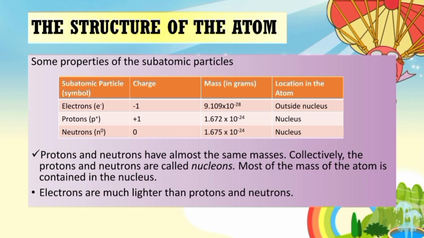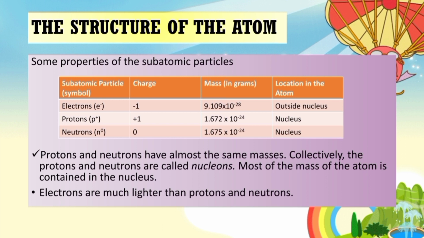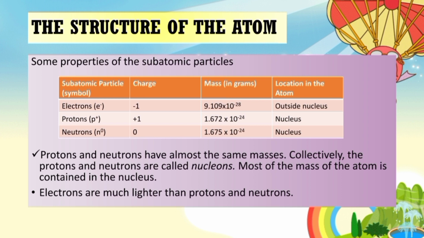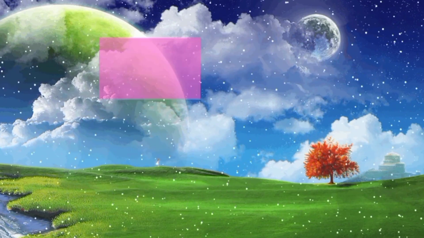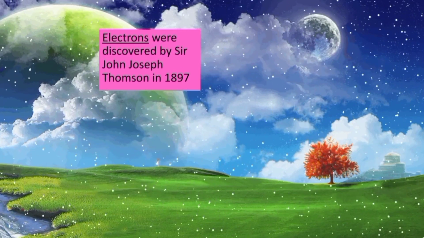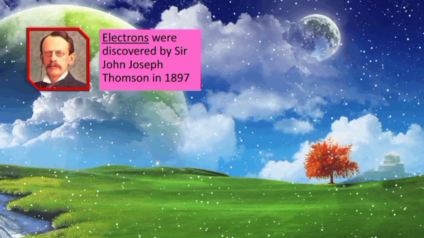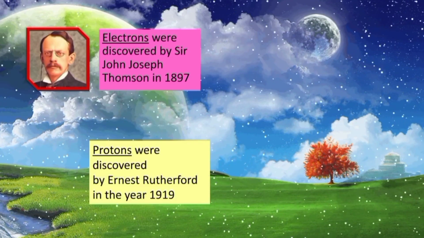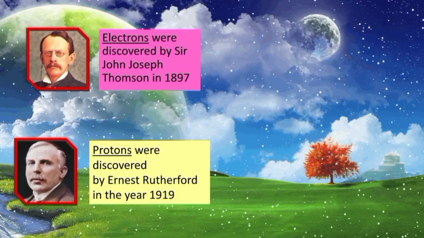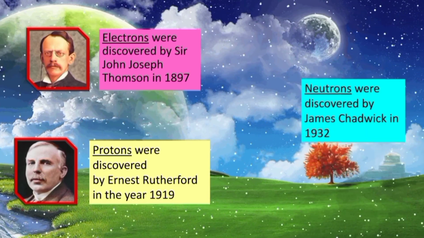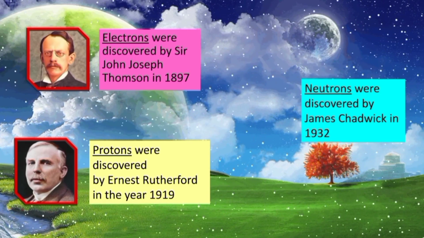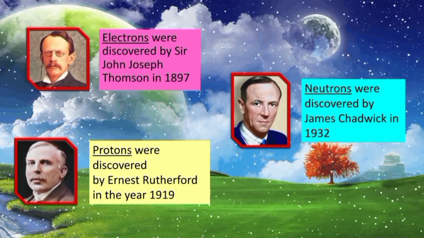Okay, so for the location, as I have mentioned, inside the nucleus are protons and neutrons, and outside the nucleus or within the cloud is the electron. Okay, so the people who worked for the discovery of those subatomic particles are the following. Electrons were discovered by J.J. Thomson. Protons were discovered by Ernest Rutherford. And neutrons were discovered by James Chadwick.